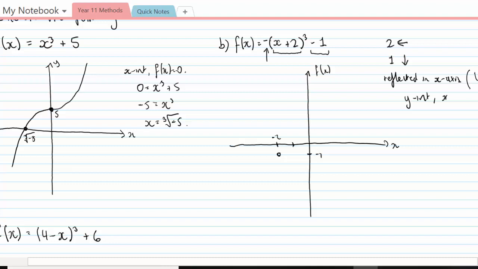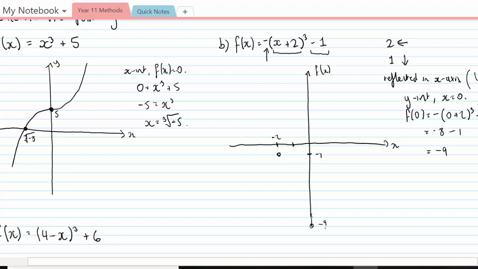For the y-intercept we make x equals 0. f of 0 equals -(0 plus 2) cubed minus 1. Now, 2 cubed is 8, so it's -8 minus 1, which is -9. 2, 3, 4, 5, 6, 7, 8. It's going to actually be just down there.